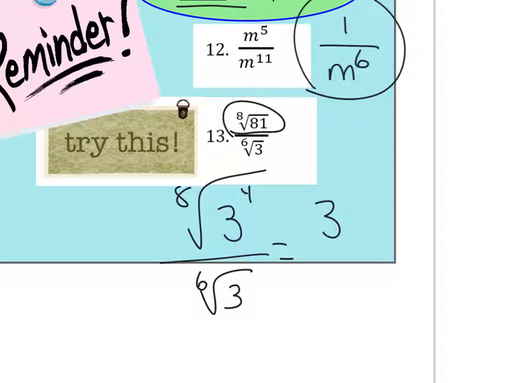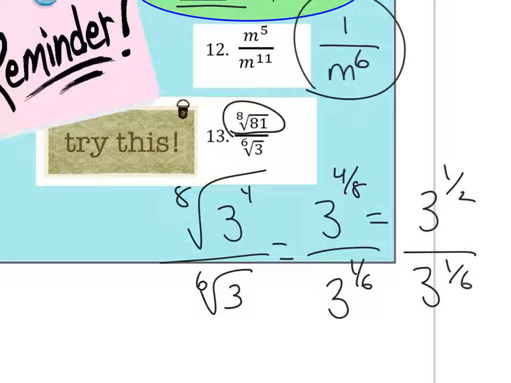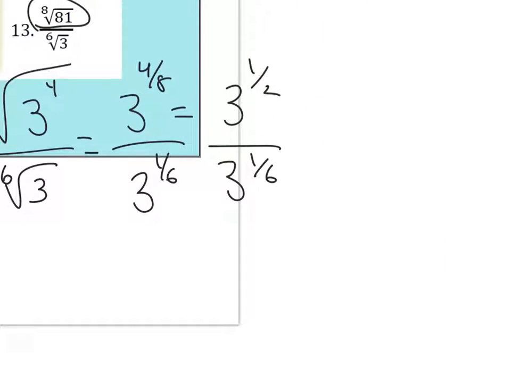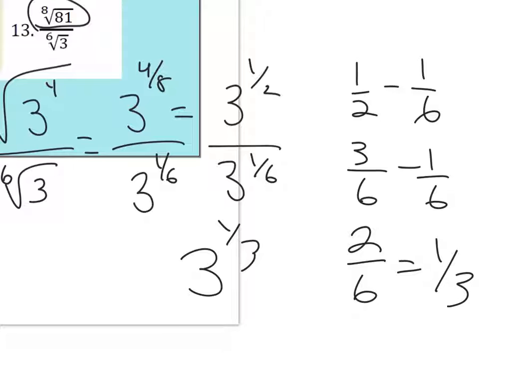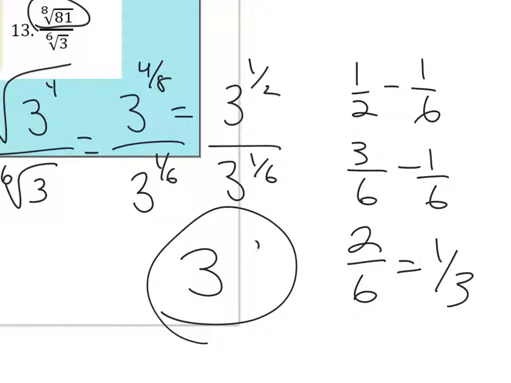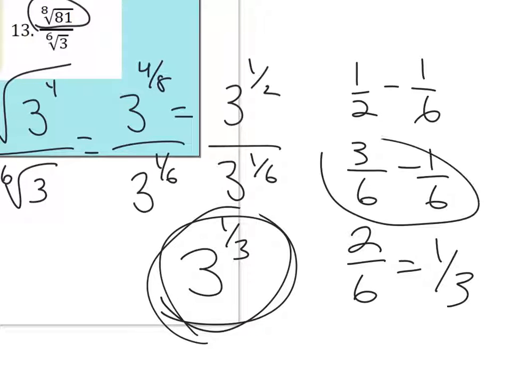Well, let me back up. Let me do this first. This is going to be your 3 raised to the 4/8 over 3 to the 1/6. So that would be the equivalent of 3 to the 1/2 over 3 to the 1/6. So when I do this, I have to subtract 1/2 minus 1/6. So that's 3/6 minus 1/6. So after all that, I end up with 3 raised to the 1/3. And all I did was subtract my fractions. So again, remember, match up bottom number and go.